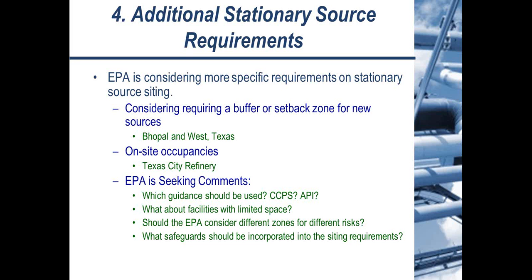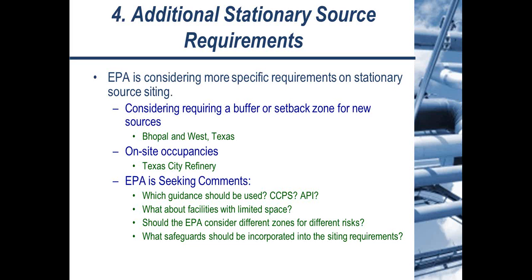The EPA is looking for comments. What guidance should be used? Like I said, CCPS and API have both released documents on this. What about facilities with limited space? If you're in a very highly residential area or, say, an urban environment, it may feasibly be very difficult to make sure you have a buffer zone. So what else can be done?